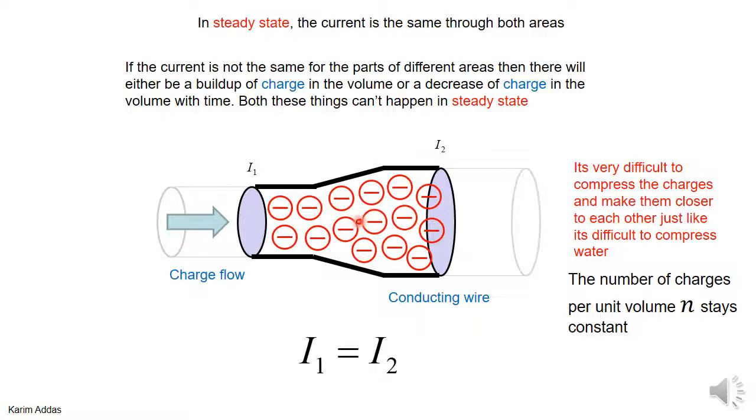So you can't get a situation where the current here is bigger than the current here, because that would mean that the charges are going to be compressed closer to each other, which cannot happen. And if the current here is bigger than the current here, then the amount of charge inside this volume will be getting less, and that wouldn't be the case of steady state. So the case of steady state is when the amount of charge inside this volume doesn't change with time. So the current going in has to equal the current going out.